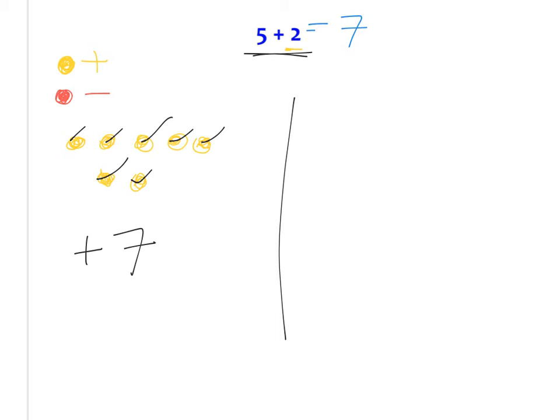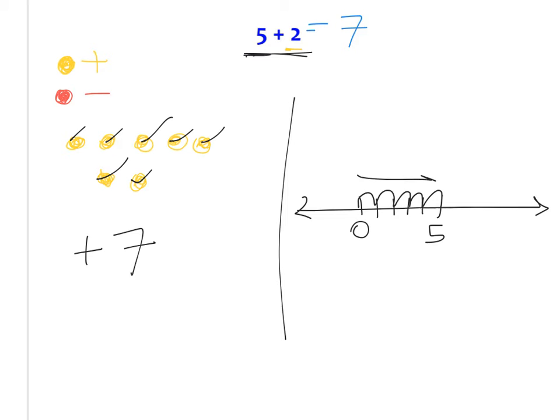Now, the other way to represent it is using a number line, right? So I know I'm always going to start at 0, and then what I'm going to do is jump 5 spaces to +5. So 1, 2, 3, 4, 5. So now I landed right here on 5, right? That's me moving +5. Then it says I want to move an additional +2. So I'm going to move 2 additional spots.